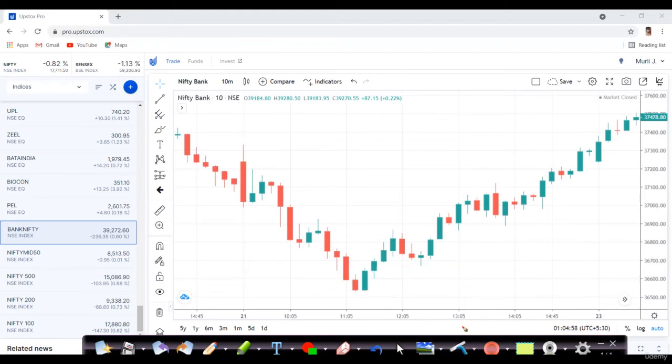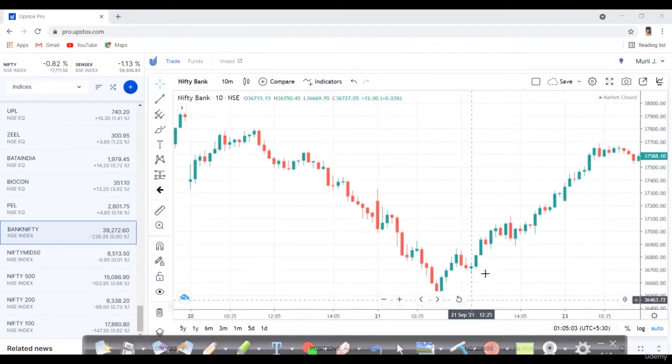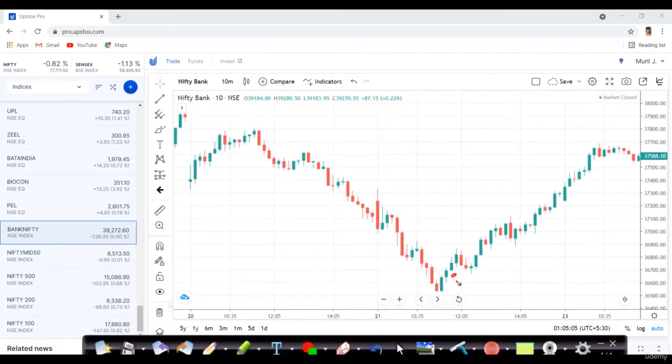Now if you check, it covered almost from 36,700 rupees to 37,600, which means it's almost a 900 plus points rally, which is very big in this stock market. You can earn more in this rally if you find this bullish engulfing plus 10-minute chart in the support area, right? Hope this is clear for you.